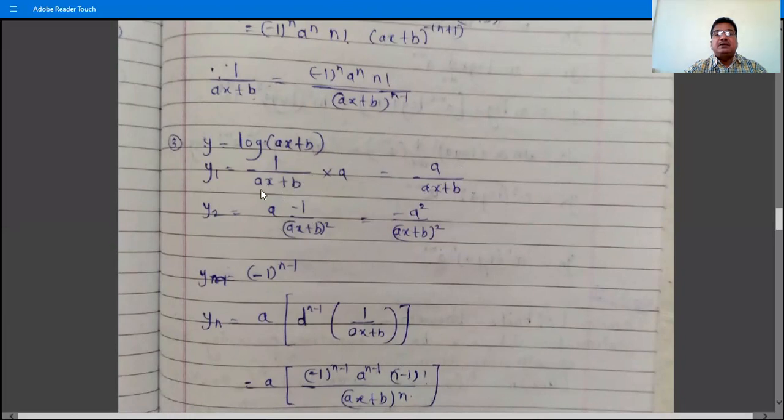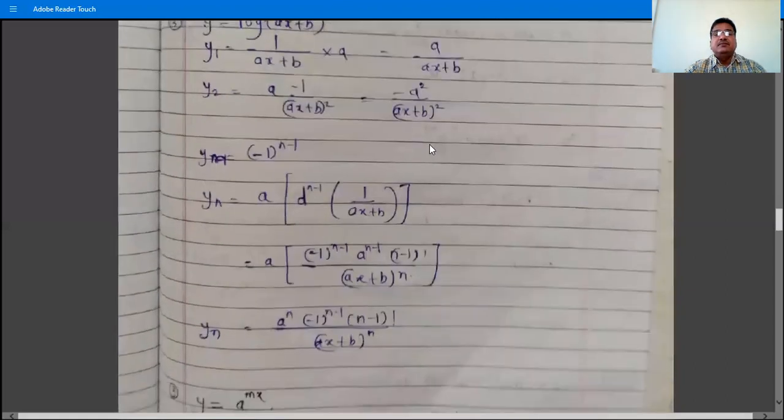1 divided by x plus b into a, and so it is a by ax plus b. Then y2, the derivative of what? This quantity. A is constant, and the derivative of 1 by ax plus b is minus 1 by (ax plus b) bracket square into the derivative of ax plus b, which is a. Into a here, and this a into a becomes a square. Because of minus 1 we have the negative sign, a square by (ax plus b) raised to 2.